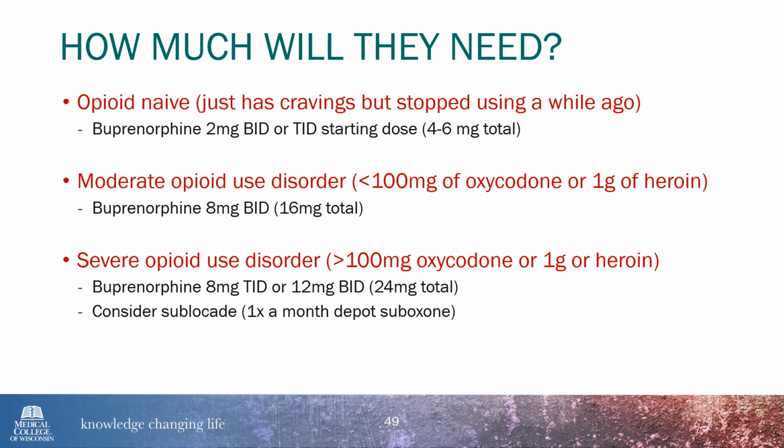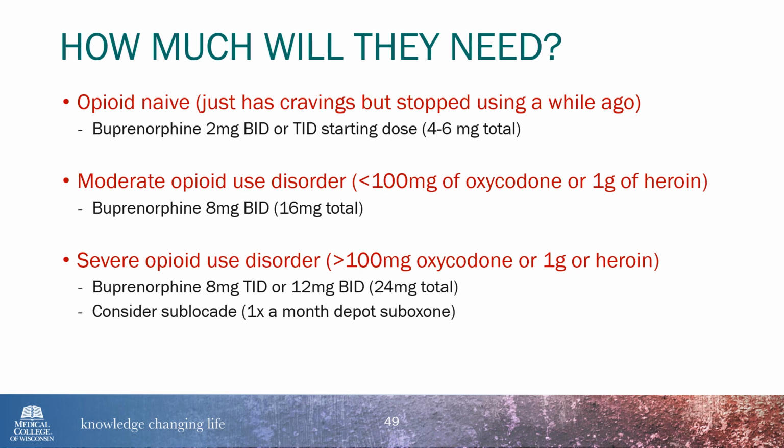Someone has a moderate opioid use disorder and they're using less than a gram of heroin, less than 100 milligrams of oxy a day, then they're probably going to be okay at a little bit more of a moderate dose of bupe, which is 8 milligrams twice a day or 16 milligrams total. Some people do choose to take 2 films at once, so 16 milligrams once a day, but I would say most people prefer to split their dose into 2 different films at different times a day.